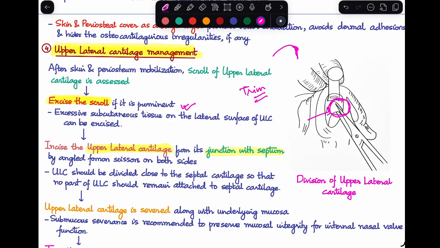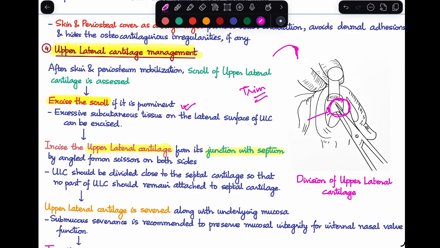Another thing to remember here is, if we require any dorsal implants for augmentation purposes in our case, then the upper lateral cartilage should not be detached. They should be kept intact so as to maintain the integrity of the cartilage with the septum, because that will help you in giving a stable bed for graft placement.